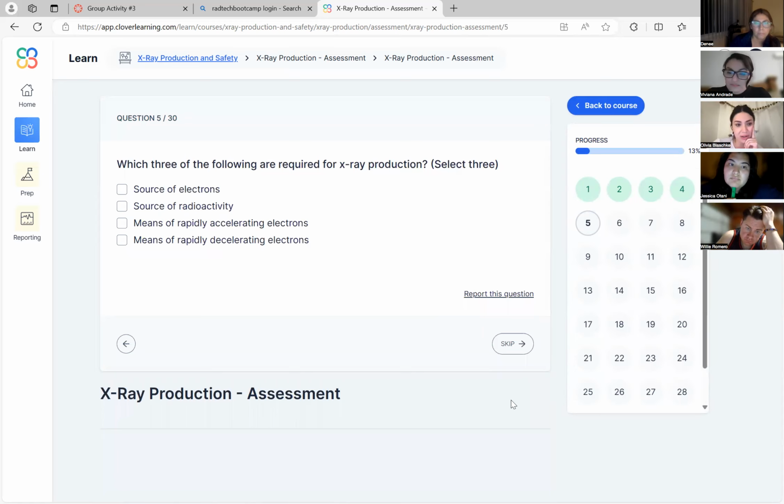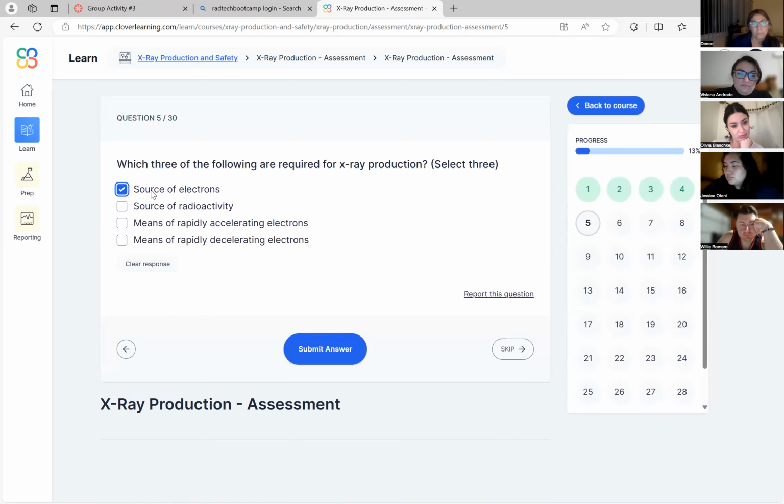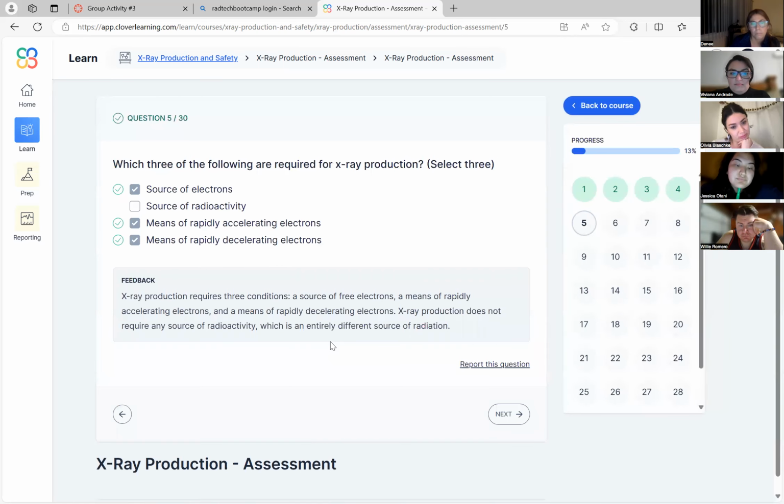Number 5, Angela, this is your question to read and answer. Okay, it says which 3 of the following are required for X-ray production? And it would be source of electrons, means of rapidly accelerating electrons, and means of rapidly decelerating electrons. Okay.